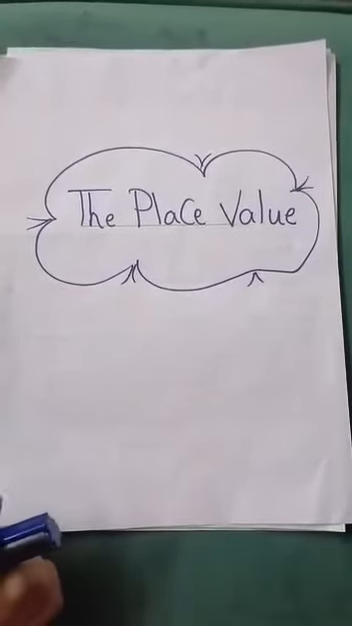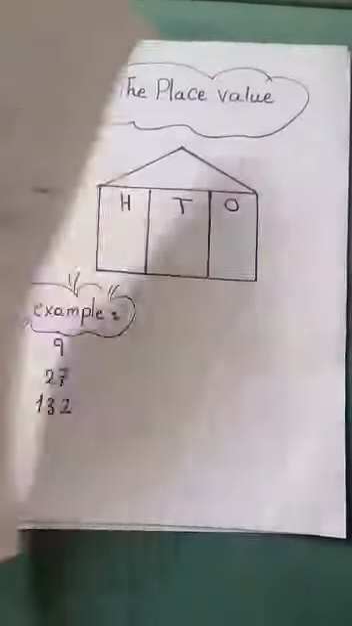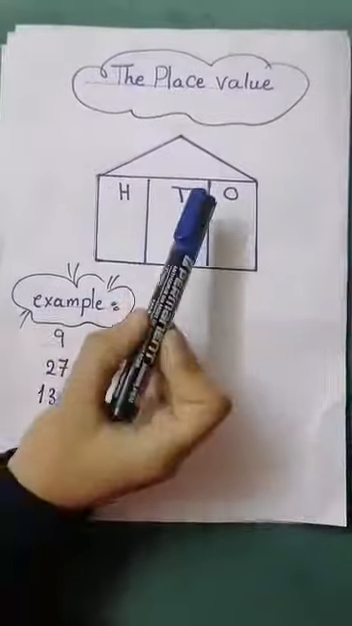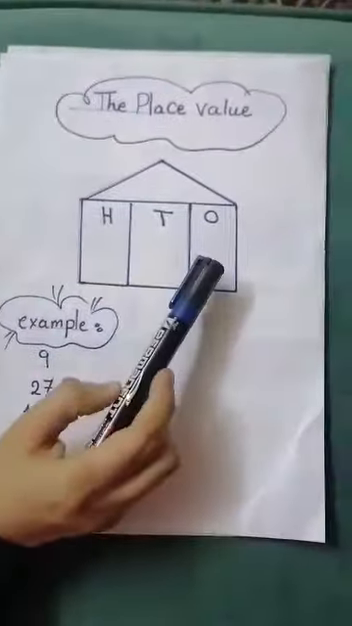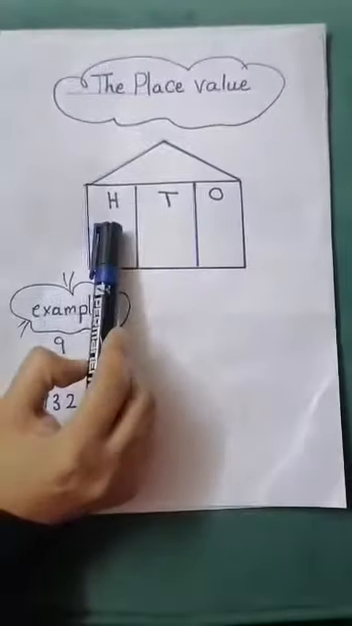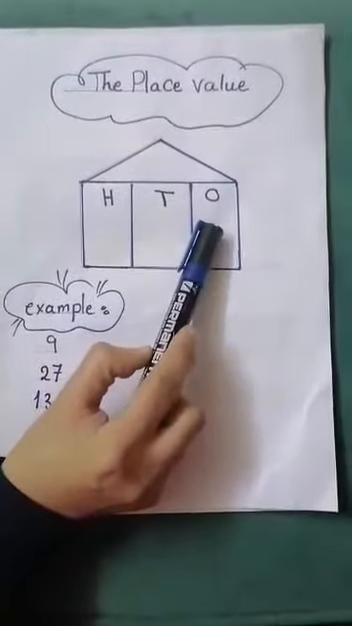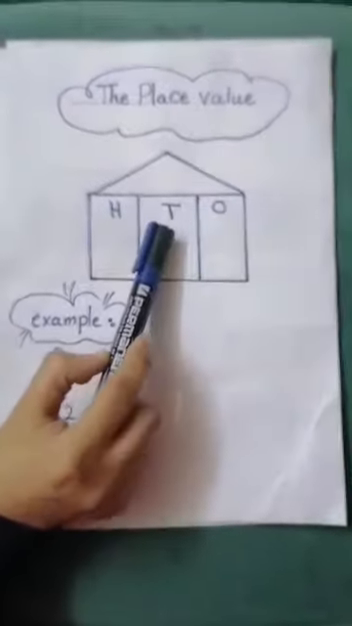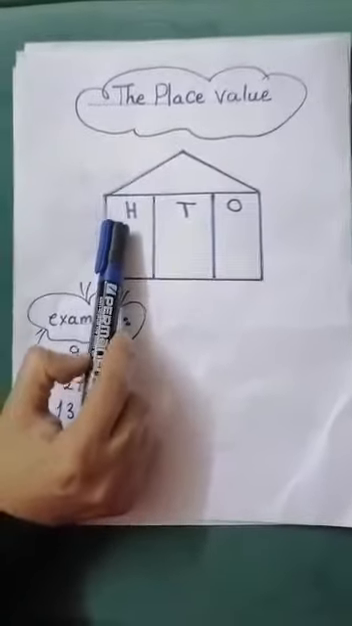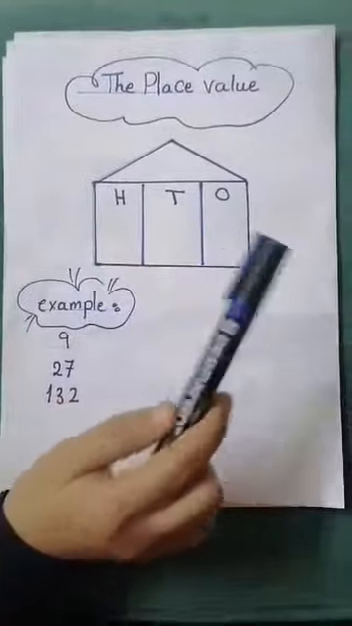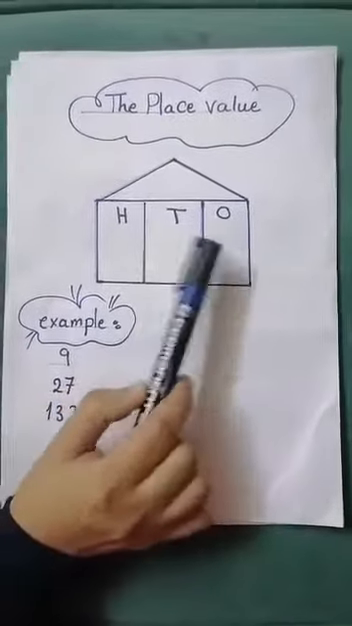What is the meaning of place value? Look here. Let's imagine that we have a big house like this. Inside that house, there are three rooms. The first room is called ones, the second room is called tens, the third room is called hundreds. But take care, I put just one digit in each room.